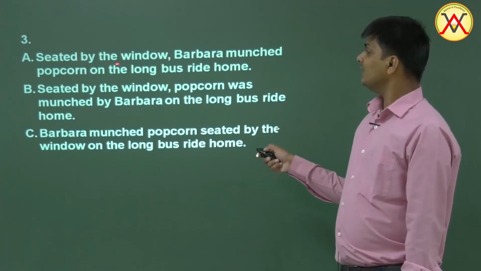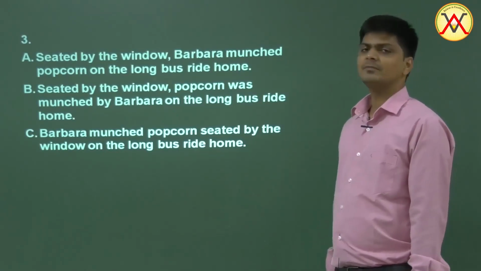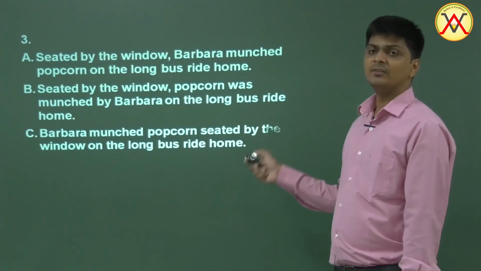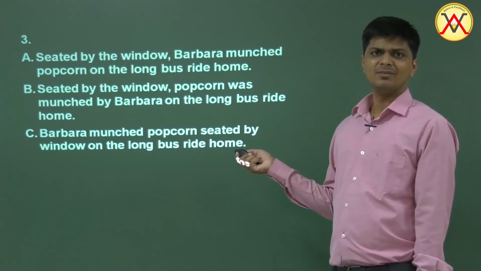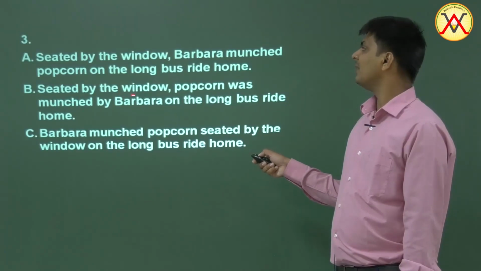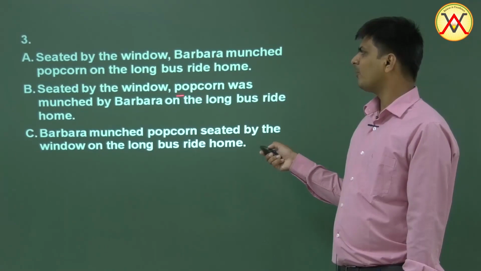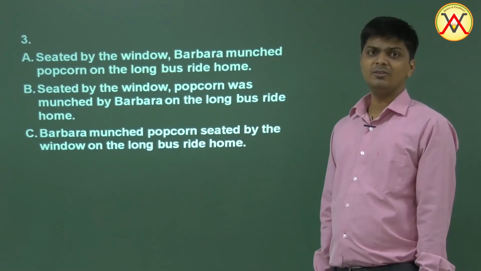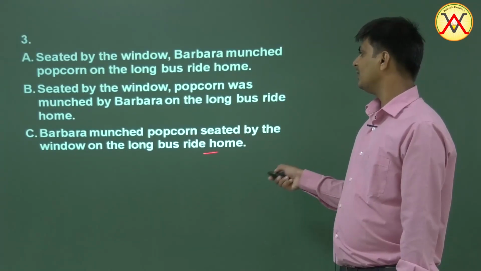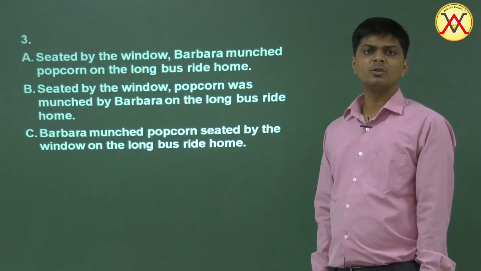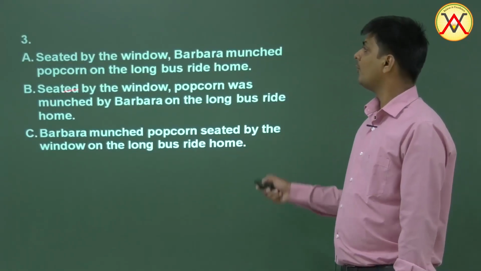Third one. "Seated by the window, Barbara munched popcorn on the long bus ride home." Yeah, "seated by the window" is the modifier here. It seems right because Barbara is seated by the window. Let's check the other ones also. "Seated by the window, popcorn was munched by Barbara." Well, was popcorn seated by the window? No, it wasn't. It's misplaced here. "Barbara munched popcorn seated by the window": again, "seated by the window" is put close to popcorn and popcorn cannot be seated by the window. It is Barbara who can be seated by the window and therefore option A is right.